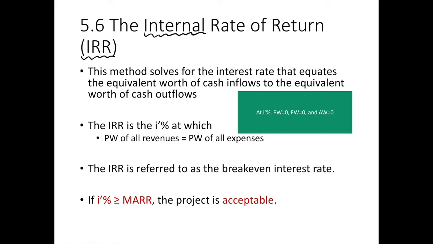So the equivalent worth of all the cash inflows, you can consider it as the revenue, right? Because every year you have income. At the end of the timeline, you also may have income. So all of these incomes, if you convert that to the present worth, that's the present worth of all the revenues, right? All the incomes.